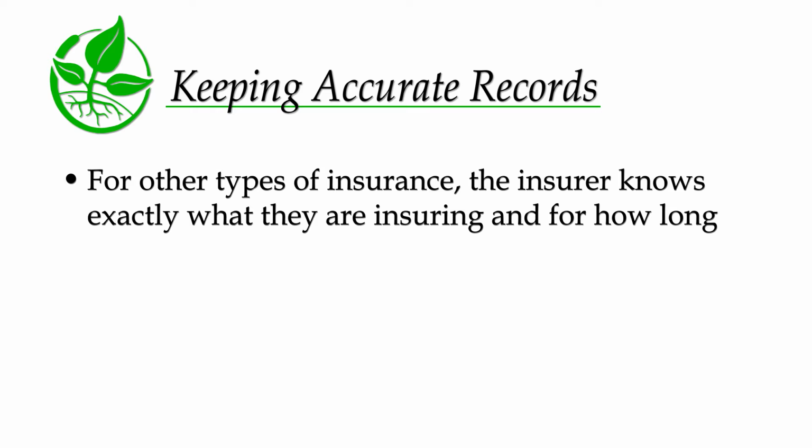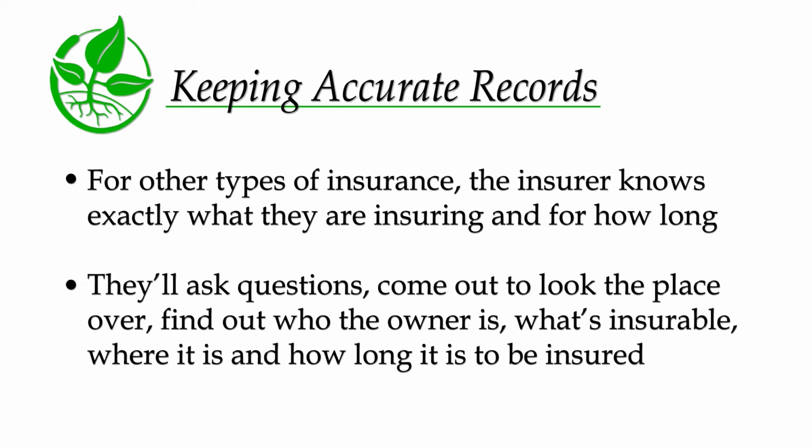All right, Colleen, we're going to start with records. Keeping accurate records. Think about your other types of insurance. If you insure a car or a home, the insurer knows exactly what they are insuring and for how long. They'll ask questions. They'll come out to look the place over. They'll find out who's the owner, what's insurable, where it is, how long it's to be insured. It makes sense that they want that kind of information.